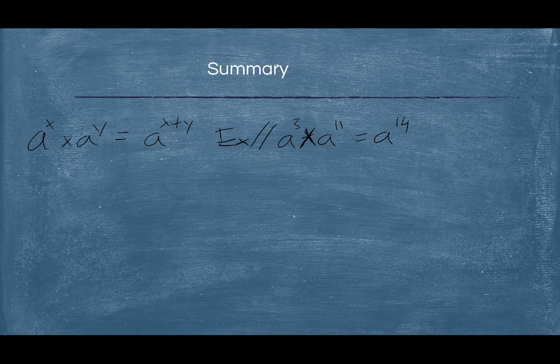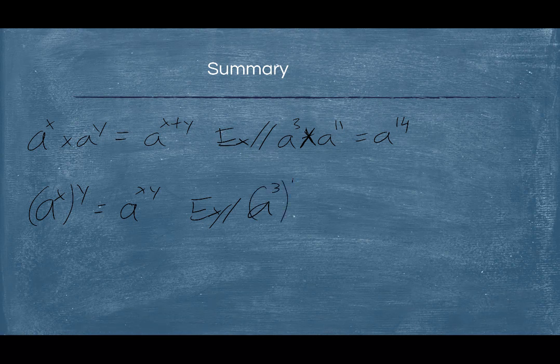So that's for multiplication. For the ones with the brackets, you multiply them together, so it's a to the power of xy, or x times y. For example, let's use 3 and 11 again. Why not? A to the power of 3 to the power of 11 is equal to a to the power of 33. I'd never want to write that one out. 3 times 11 is 33.